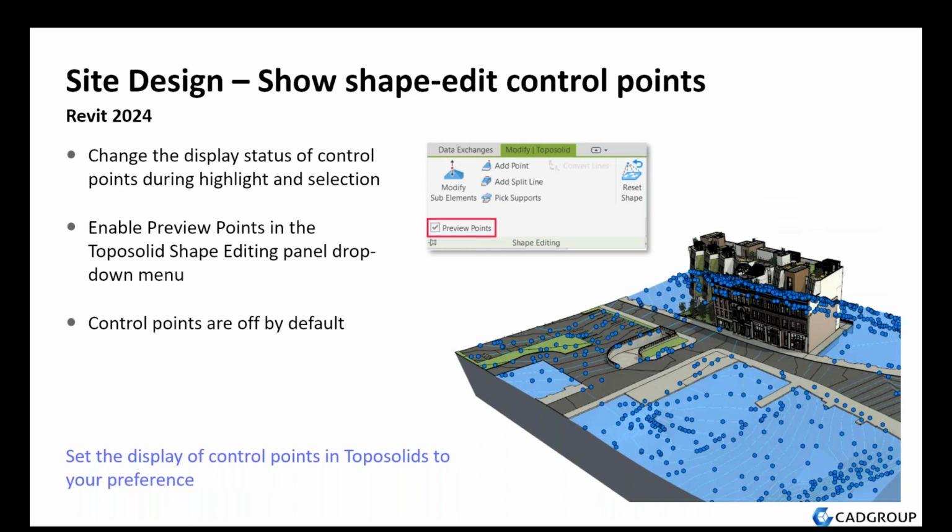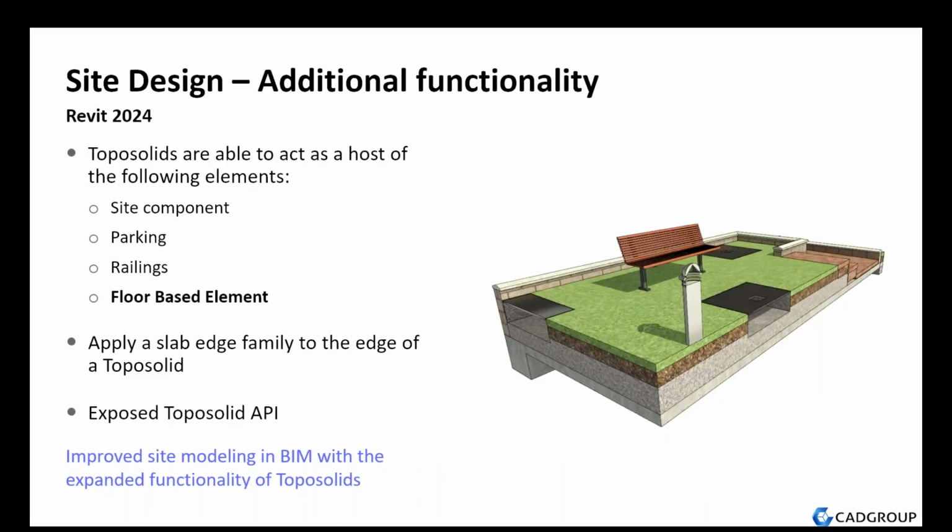Okay, so you can show the control points in 3D view. Interestingly, apart from being able to host the normal types of things that you would expect on a topo surface, a topo solid will allow you to host site components, parking grounds, but in addition to that, floor-based elements, which is really good because that gives you a lot more flexibility. And you can also apply a slab edge to the edge of a topo solid. So that's an interesting little thing.